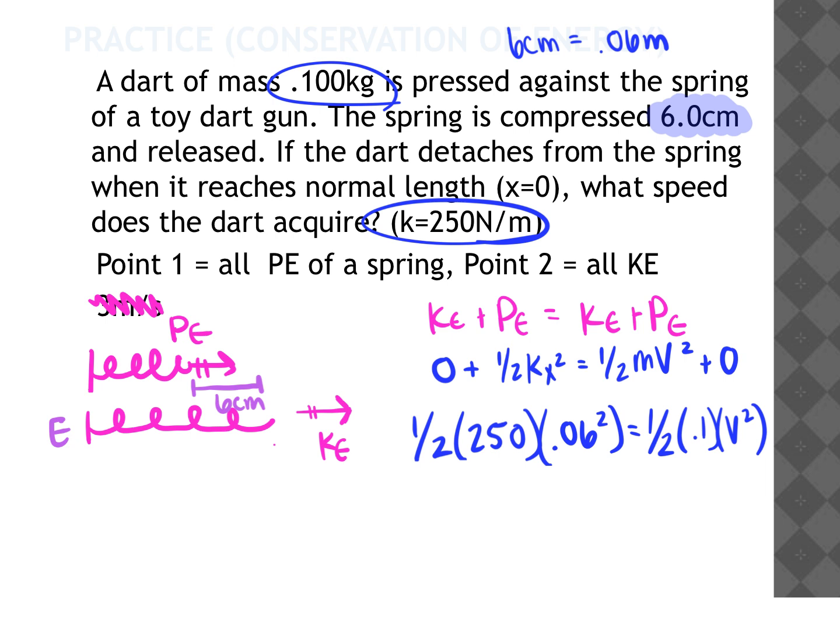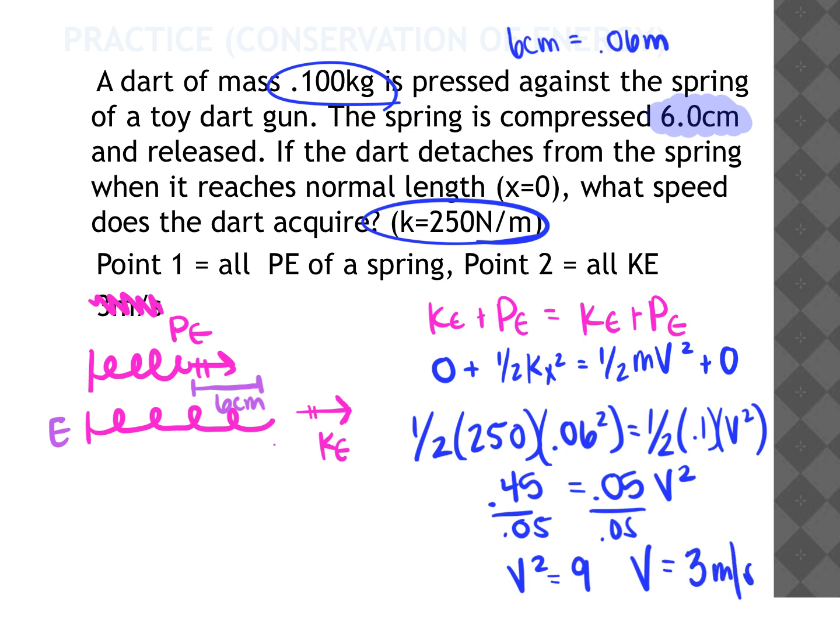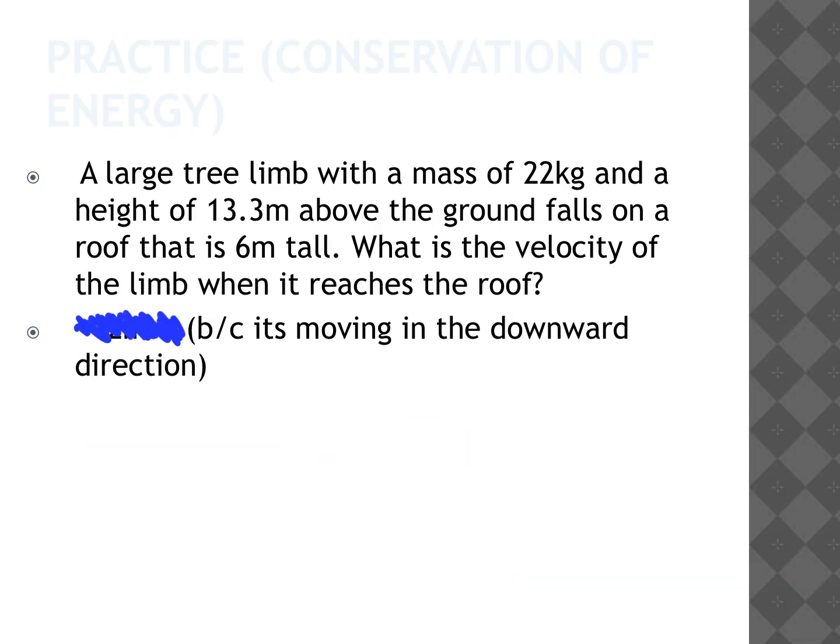I got like a nice, pretty whole velocity. Tell me what you got. I got a velocity equal to 3 meters per second. There we go. All right, try this one on your own.